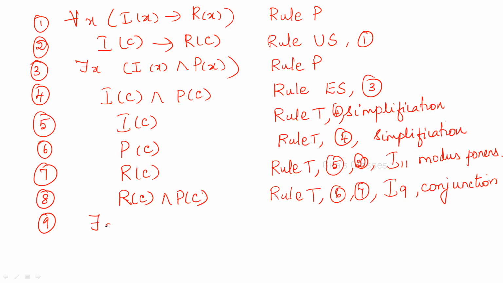Therefore from this I can write there exists X, R of X and P of X. From one element I am going to write the quantifier. Therefore it is rule existential generalization. I have applied in step number 8. Okay. So generally for university exams the questions will be like this only.